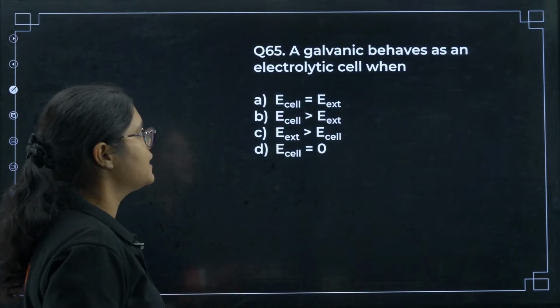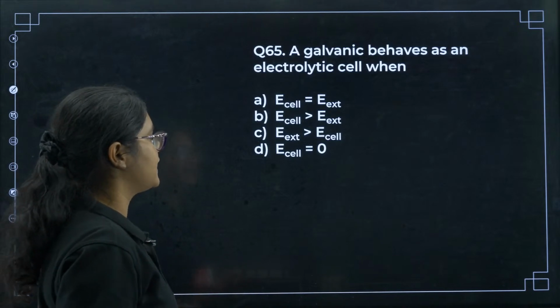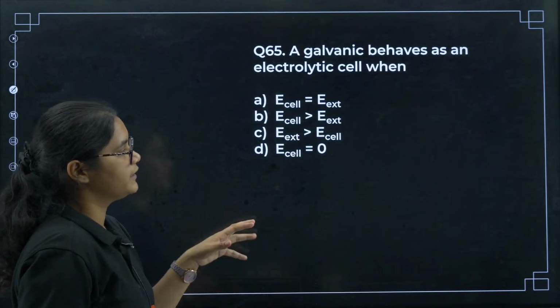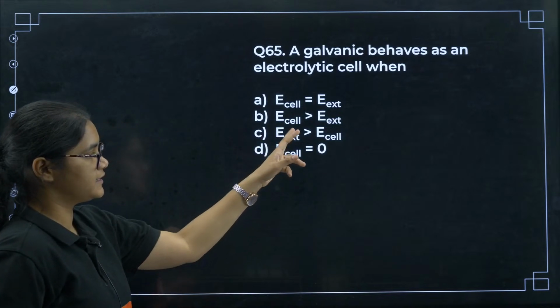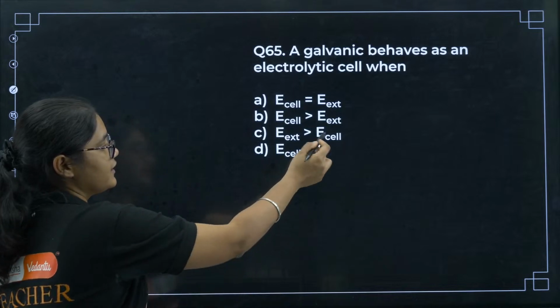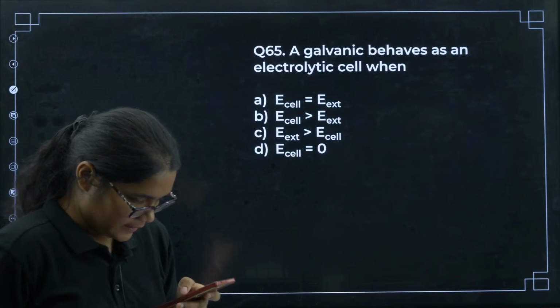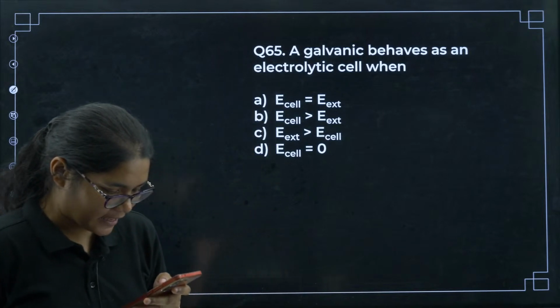Next, last question. A cell behaves as an electrolytic cell when: E of the cell is greater than E external potential, E of the cell is equal to E external, E external is greater than E of the cell, or E cell is equal to 0. Yes, in which case will we have this one?